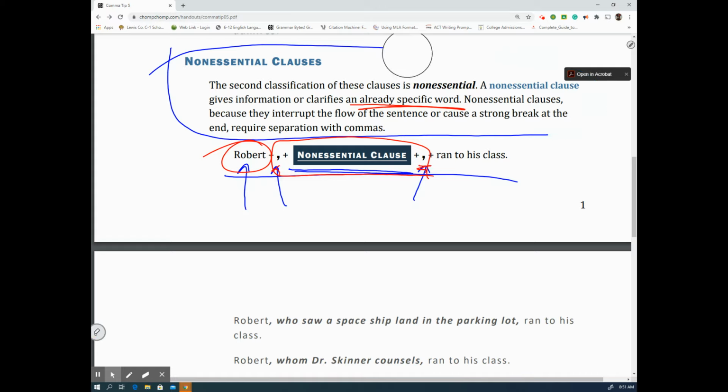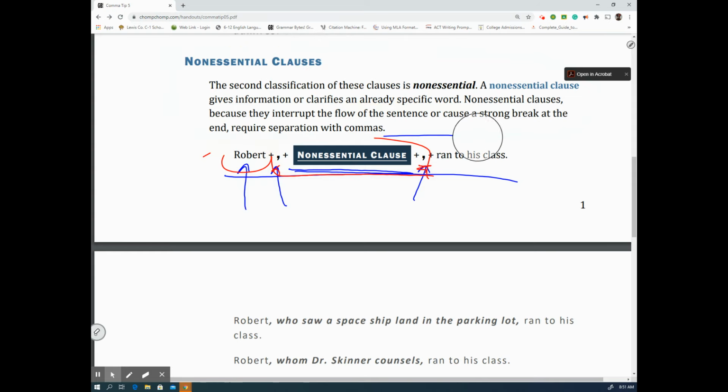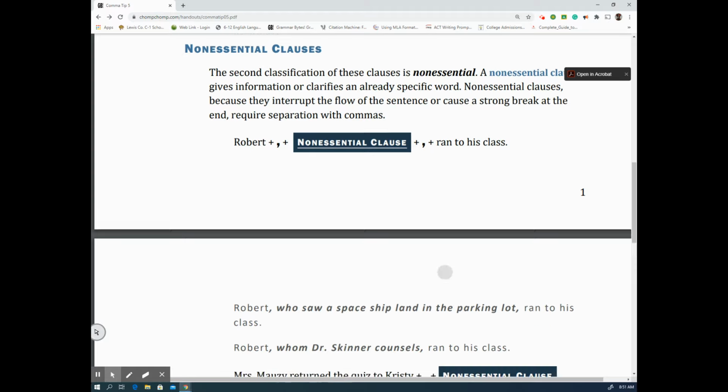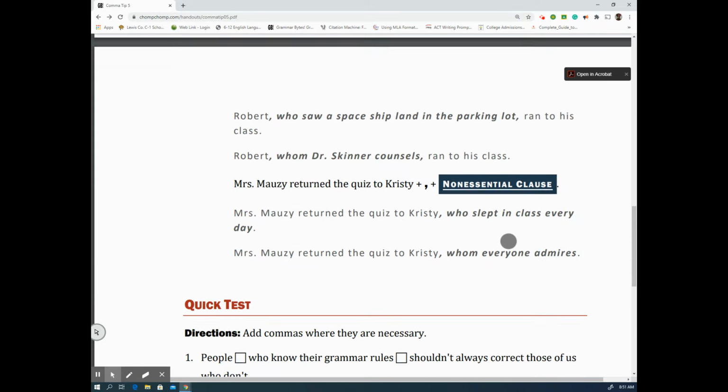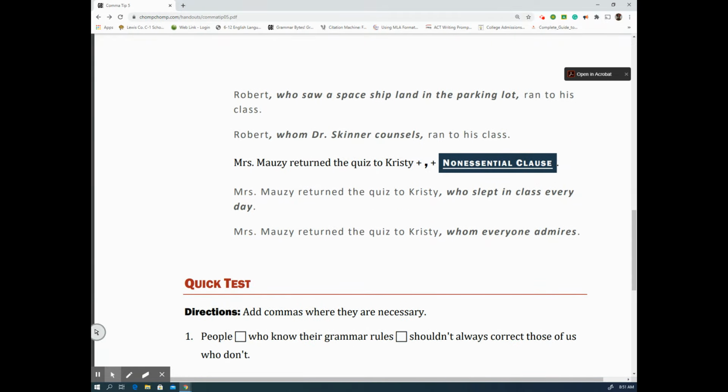So this is all about, if I may try to make this as easy as possible, it's all about the thing or person being described. If it has been made specific already, whatever follows is going to be non-essential. So I have Robert, who saw a spaceship land in the parking lot and ran to his class. Again, I'm talking about Robert already.